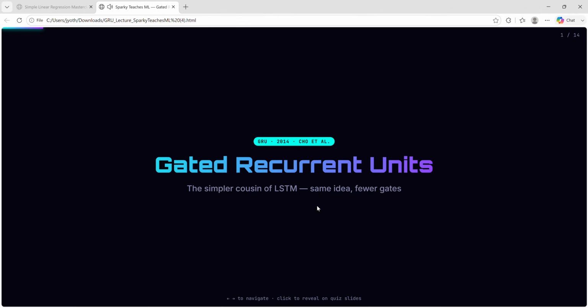Welcome back. Today we're learning Gated Recurrent Units, or GRU. This is one of the most elegant ideas in sequence modeling. It solves the same problem as LSTM, but with a leaner design. Let's build it up step by step.